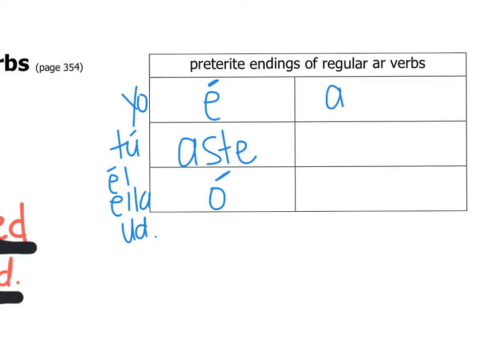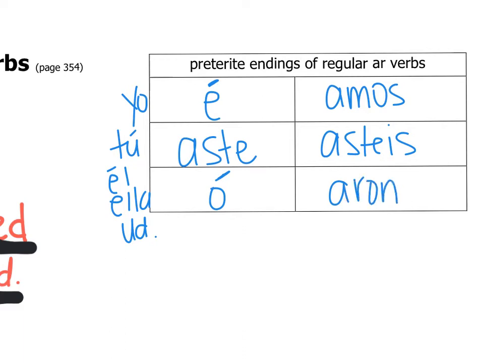Nosotros is amos. You'll notice that the nosotros preterite ending is the same as present tense. You learned that in Spanish 1. So when it comes time to differentiating between, for example, the word compramos, it could mean we buy or it could mean we bought. So you have to use context clues to figure out if it's present tense versus past tense. Vosotros asteis and ellos, ellas, ustedes aron. So your endings are é, aste, ó, amos, asteis, aron.